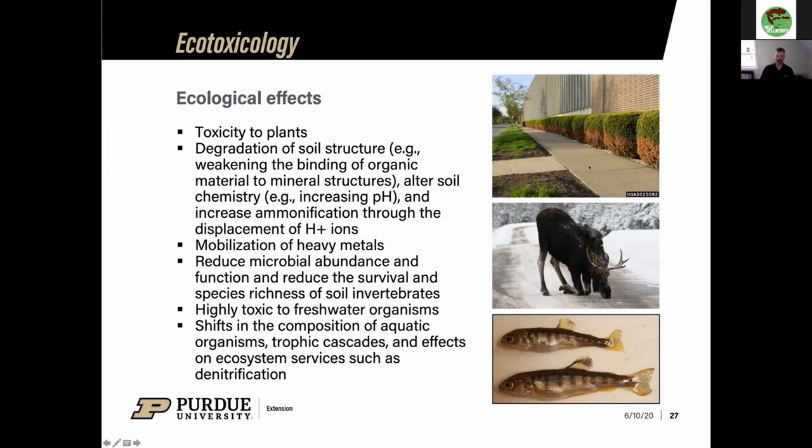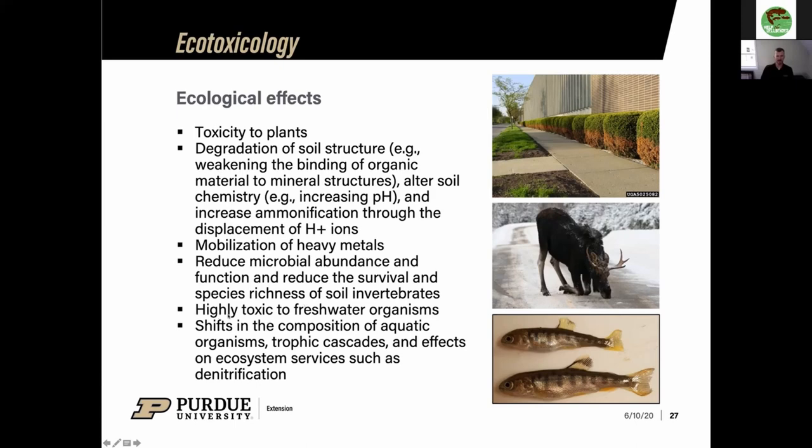It can also influence soil in a variety of ways, including the structure of the soil and the pH of the soil. It can also mobilize things like heavy metals. For example, mercury can leach out of these systems because essentially the ions from the salt end up replacing the heavy metals, and that can free them up to move.